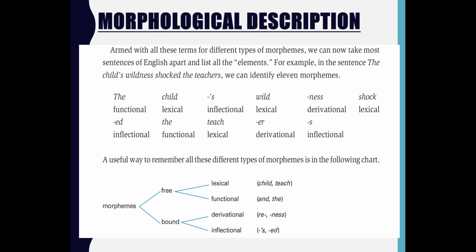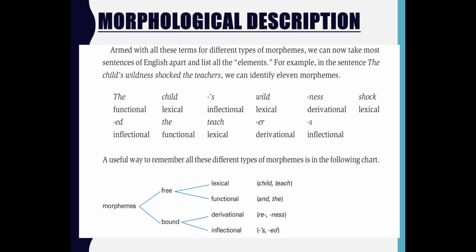Bound morphemes are divided into two types, derivational and inflectional. Derivational as in reopen مثلا, okay? Or NESS, wildness as in wildness. You use derivational morphemes to derive newer words from already existing English words. Wild, wildness. Open, reopen. Okay? They can be suffixes or prefixes. Derivational morphemes can be either suffixes or prefixes. يا إما يجوا في الآخر أو يجوا في الأول.